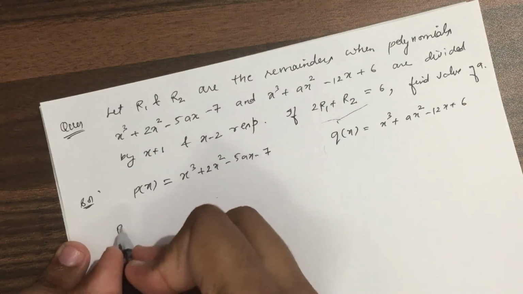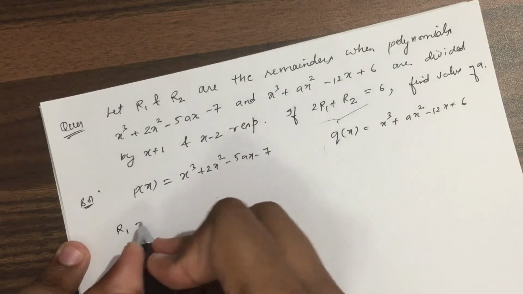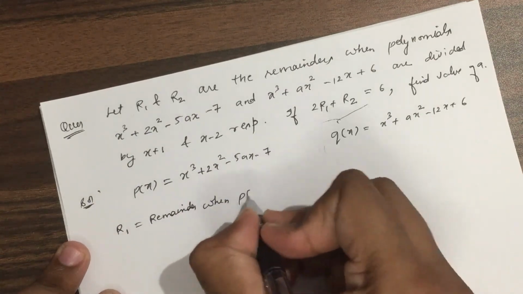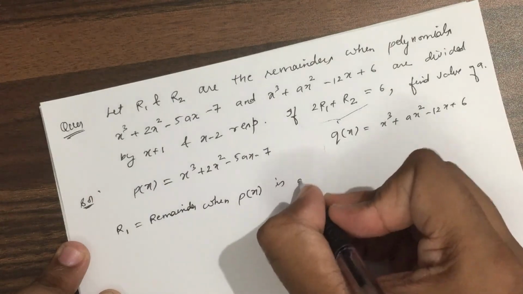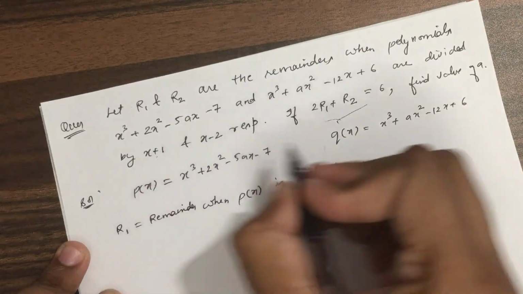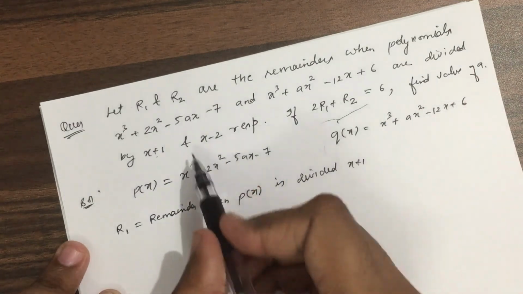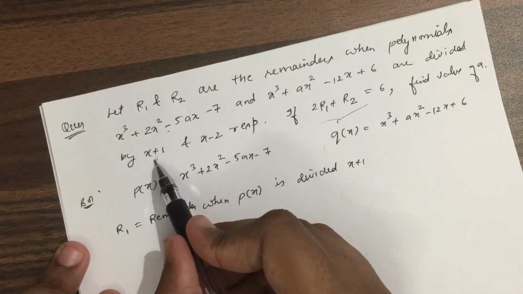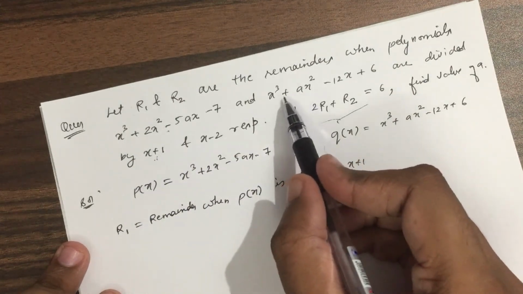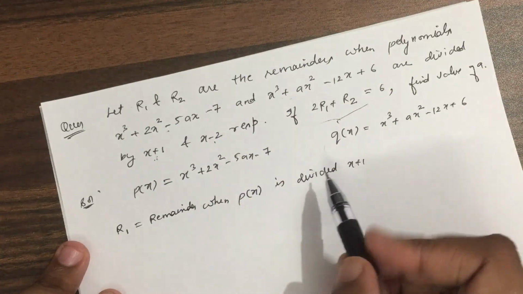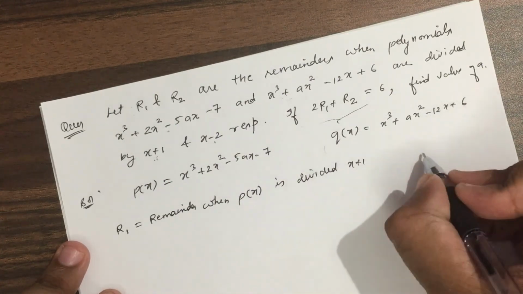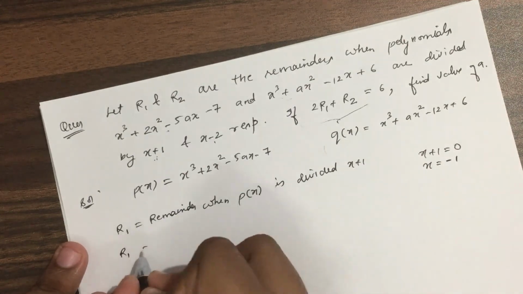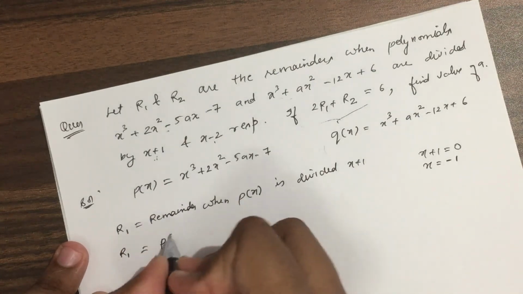So what is R1? R1 is the remainder when p(x) is divided by x plus 1. This one is p(x), it is divided by x plus 1, and R2 will be the remainder when this q(x) will be divided by x minus 2. Right? So here the zero of the divisor, how to find the zero? This will give you x equal to minus 1. So the remainder will be the value of this polynomial at minus 1.